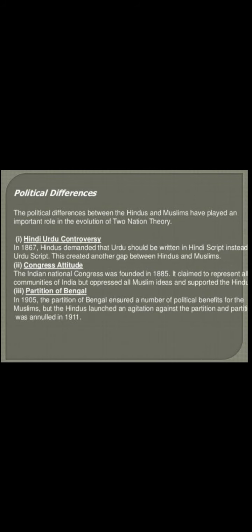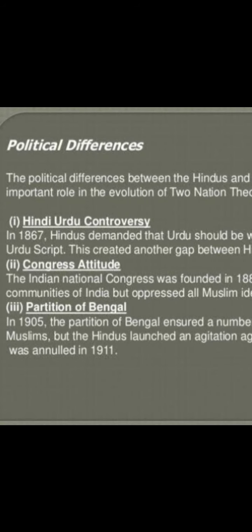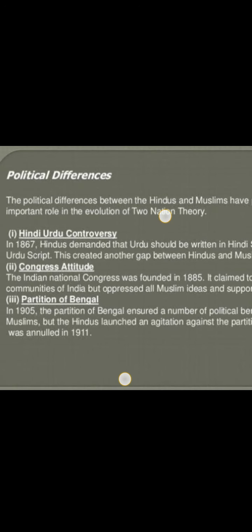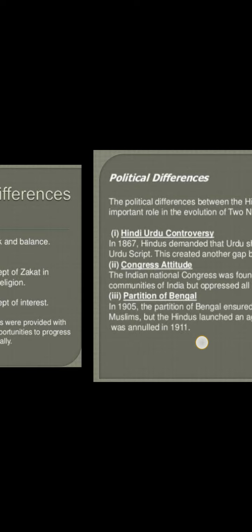Then we come to the political differences. The Hindus were saying that Urdu should not be the official language, and they wanted to change it to the Hindi script. Then there was the attitude of the Congress, which, according to the Hindus, preferred the Hindus. Then the partition of Bengal was good for the Muslims, but it was not good for the Hindus.